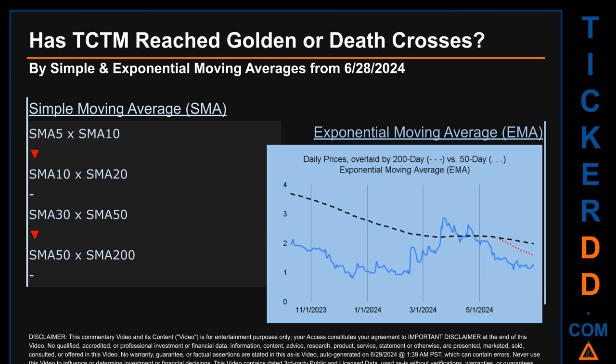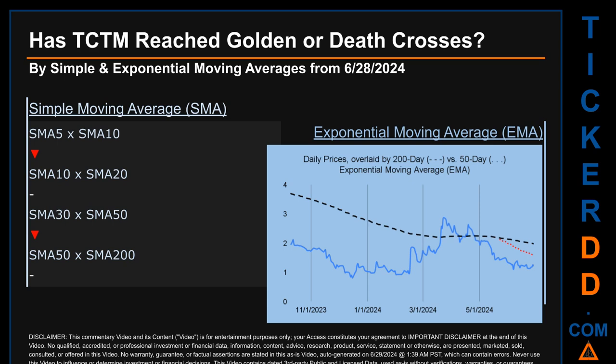Has TCTM price reached golden or death crosses? Golden cross and death cross are basic signals that compare average prices across two specified trade day ranges, a short-term versus a long-term range. For example, 5-day versus 10 trade days. Essentially, a golden cross is a bullish signal. It appears when a ticker's short-term moving average crosses above its long-term average. Vice versa, a death cross is a bearish signal when the short-term crosses below its long-term moving average.